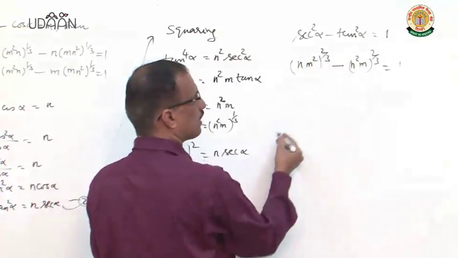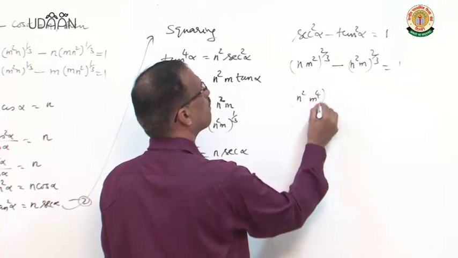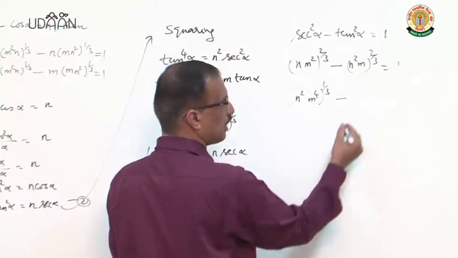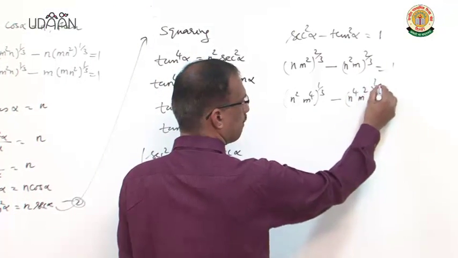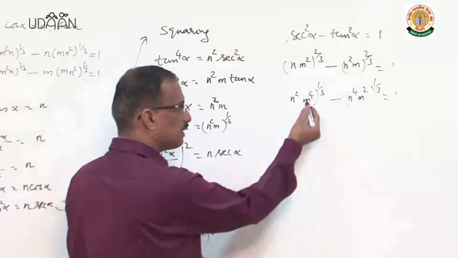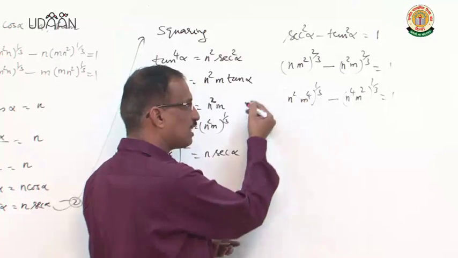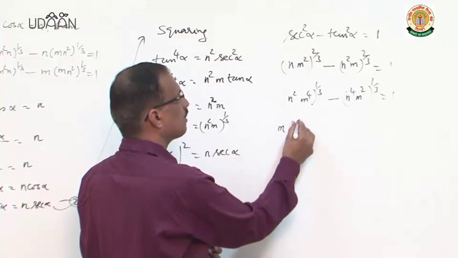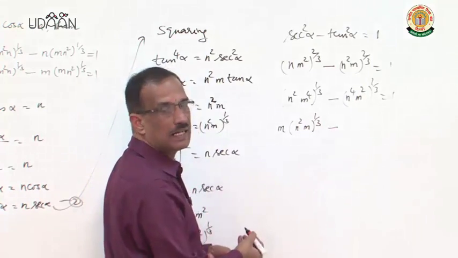Now, taking 2 inside, we get n squared (m to the power 4)^(1/3) minus n to the power 4 (m squared)^(1/3) equal to 1. Now, from this m to the power 4 you can write m into m cubed. So, from there you take m out. So, n squared m^(1/3) minus.